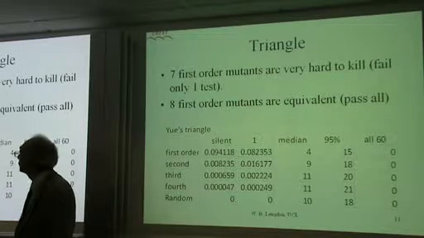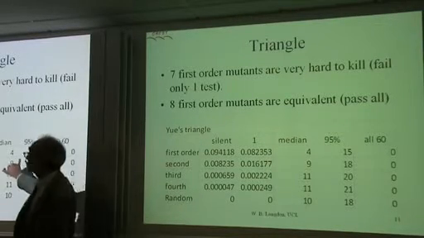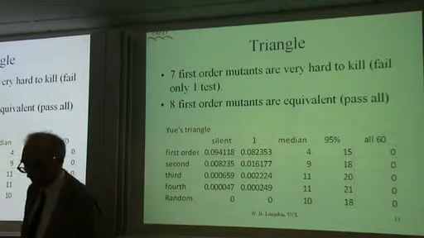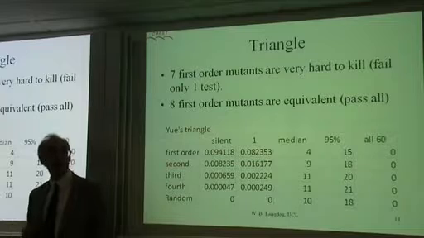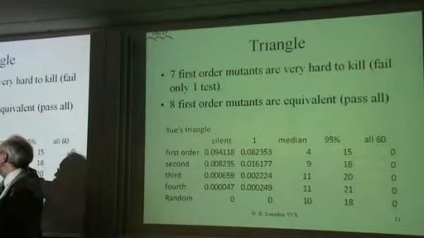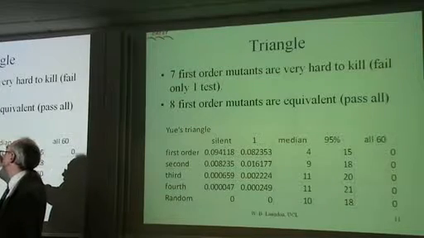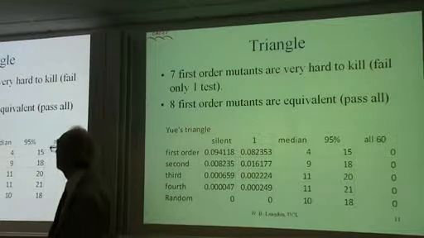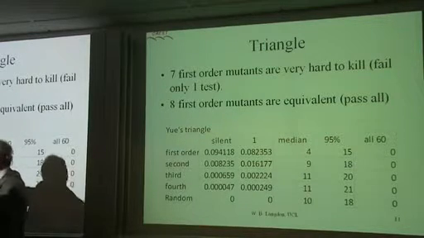Just to finish off on the triangle program, what we found was that of the first order mutants, about 9% of them are silent, in the sense that they change the code, but it still passes all of the test cases. The ones of interest, the hard to kill mutants, about 8% of the first order mutants are hard to test. And as we go to higher order, both of these fractions fall very rapidly.